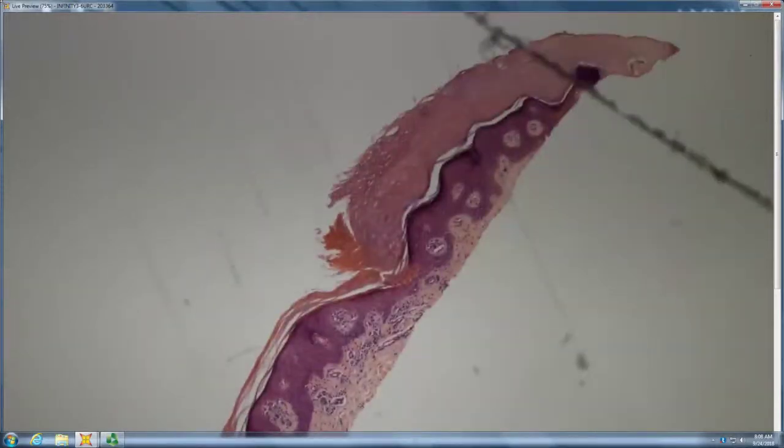On one side there's some pretty compact hyperkeratosis, might be an acral site. Porokeratosis, so that's a cornoid lamella with the dyskeratotic cell.